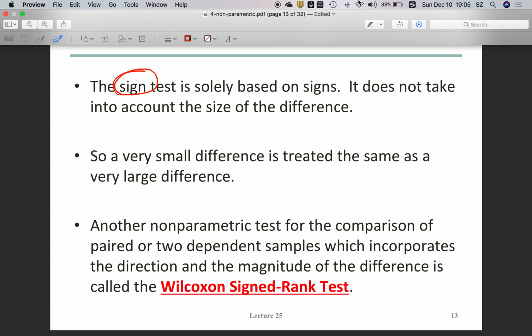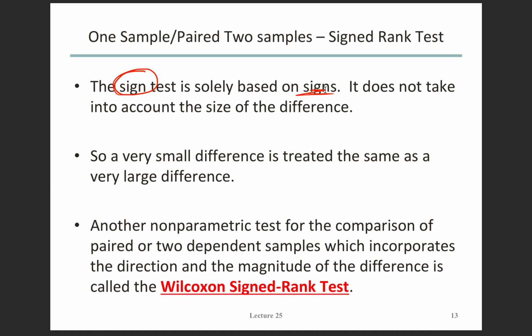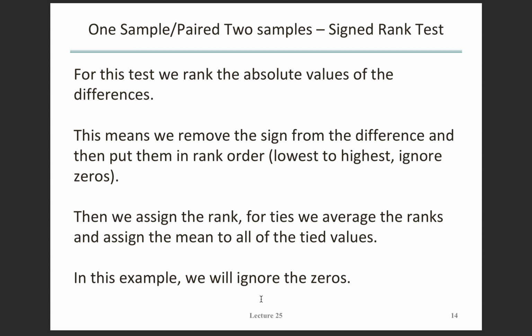Okay, so the sign test is only based on signs. It loses so much information, so it does not take into account the size of the difference, right? We want not only the sign, we want to know how much different it is. So we're going to introduce another test, stronger than the sign test. That's the Wilcoxon signed rank test, because this guy invented it. This one is also covered by Dr. Crafty.